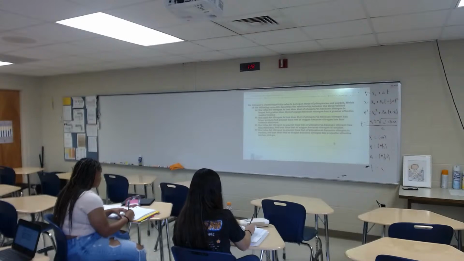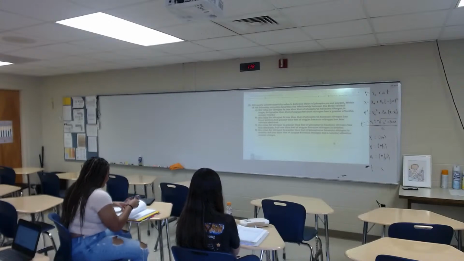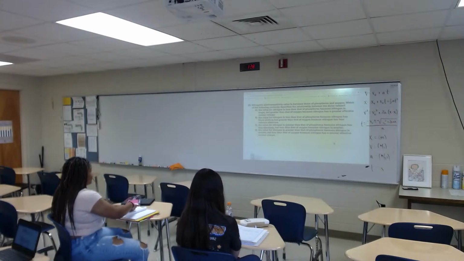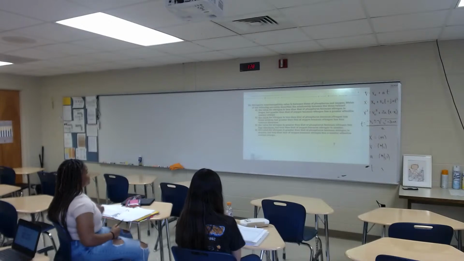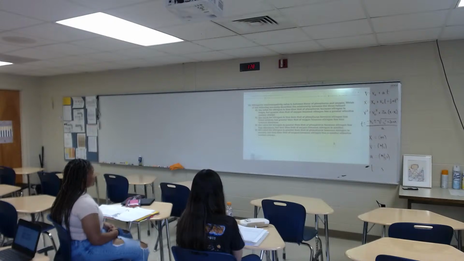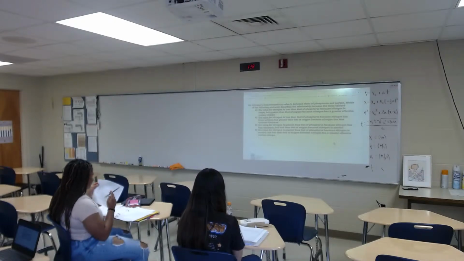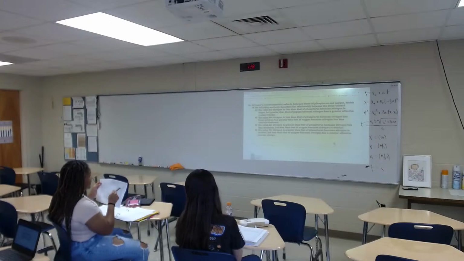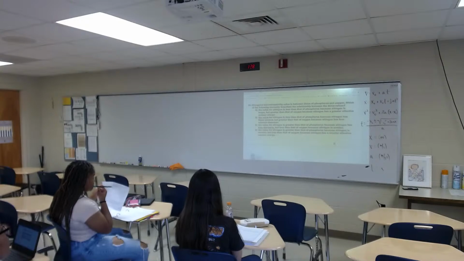Number 26. Nitrogen's electronegativity value is between those of phosphorus and oxygen. Which of the following correctly describes the relationship between the 3 values? So we have phosphorus and we have oxygen. Oxygen has the second largest electronegativity. Nitrogen is going to be higher than phosphorus and less than oxygen. That's C or D, right?